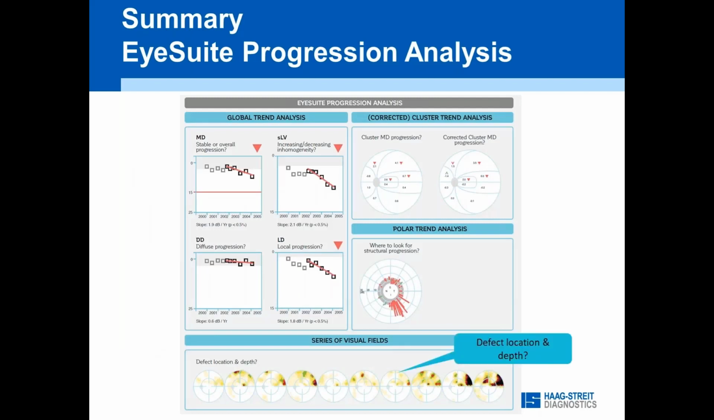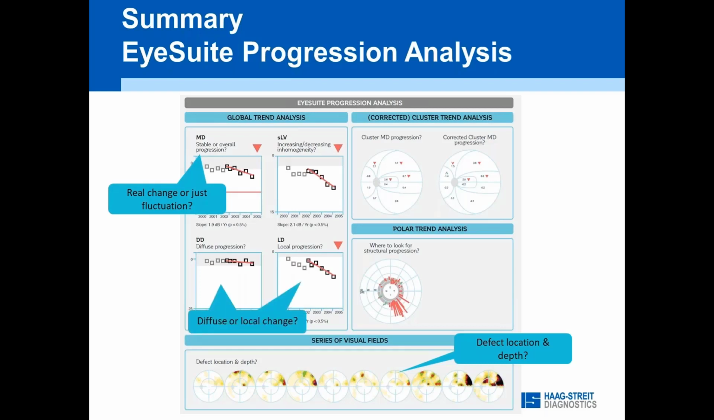So let's just sum up what the EyeSuite progression analysis gives you. A lot of this is really unique to the EyeSuite. Obviously it gives you a series to see where you are: defect, location, and depth. It gives you an overall trend. Is this real change or just fluctuation? But it really, and that's unique to the EyeSuite, answers the question: do you have diffuse or local change?